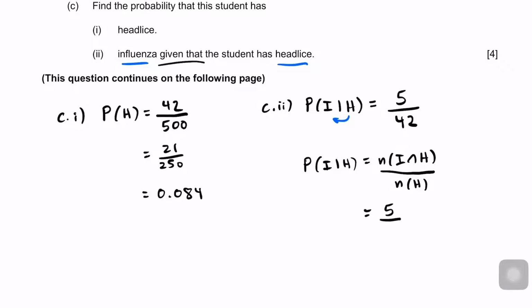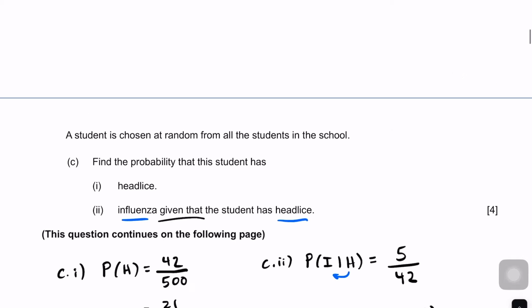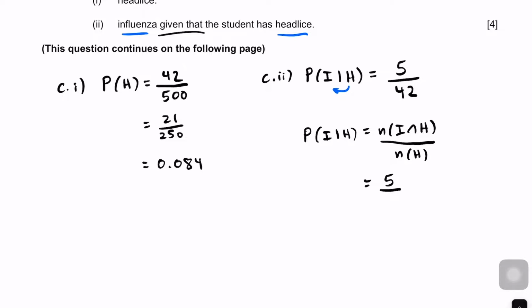Over the number that have head lice, and once again, the number that have head lice is 42. So I suppose they're both okay. If you're comfortable using the formula booklet, there it is: intersection of influenza and head lice over head lice. Thinking about it through intuition, potentially versatile when you're a little unsure, but two different ways, I suppose. 5 over 42.